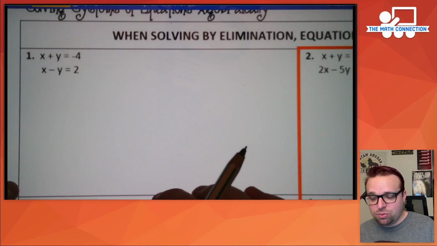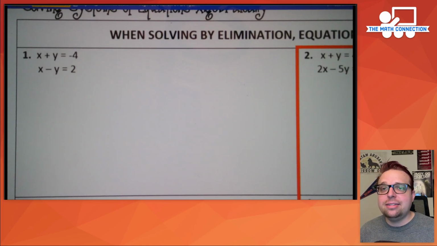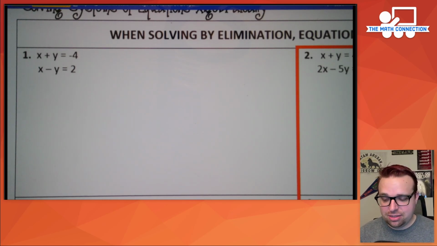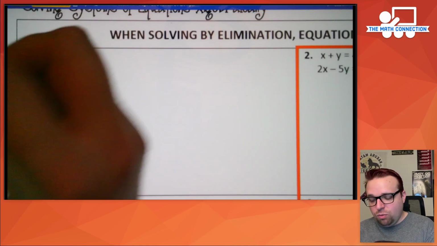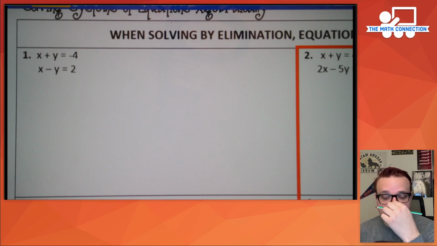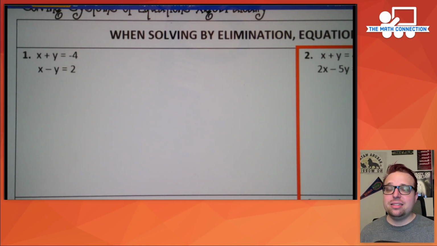So we have x plus y is -4 and x minus y gives us 2. So let's find out what the solution is for this system. What we need to do is have the equations lined up, meaning the x's are with the x's, the y's with the y's, and any constants are with the constants. That means you might have to move some stuff around potentially.